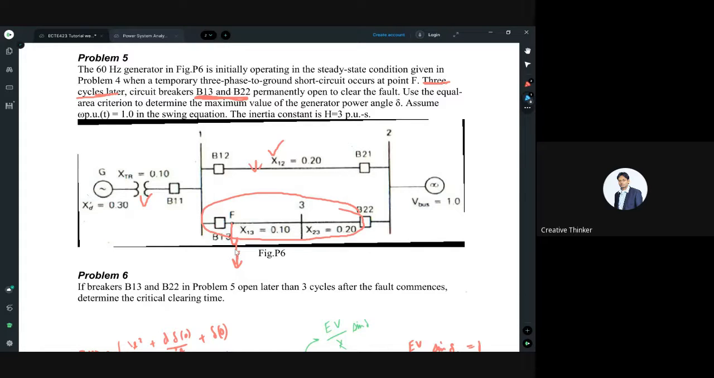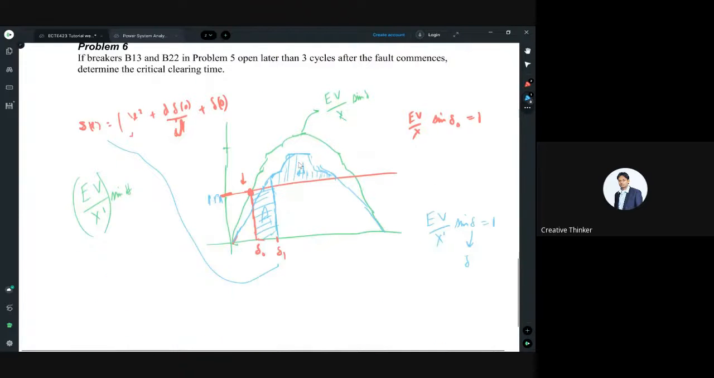Now coming to the post fault condition, only one line is operational. So power is transferred from G through this transformer and this one line. So your X is going to change, and hence your P-delta curve is going to change. Here you have three scenarios: pre-fault, during fault, where the power is 0, and post fault.